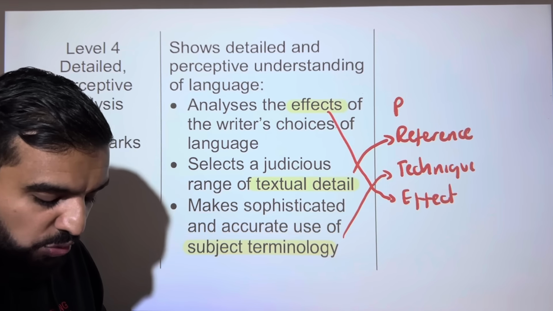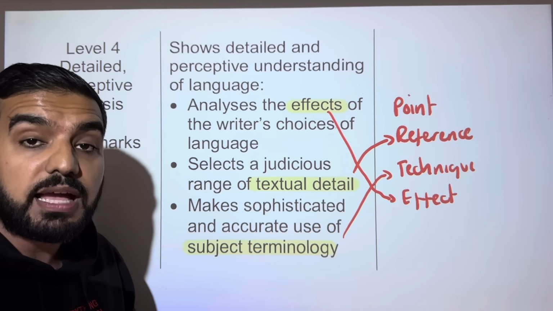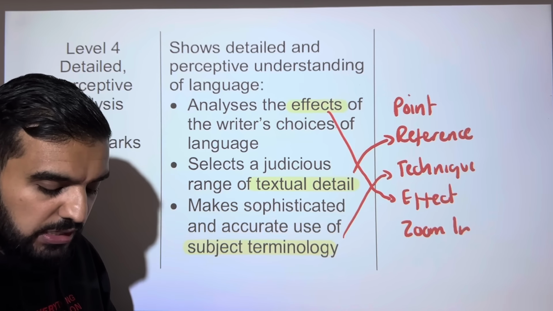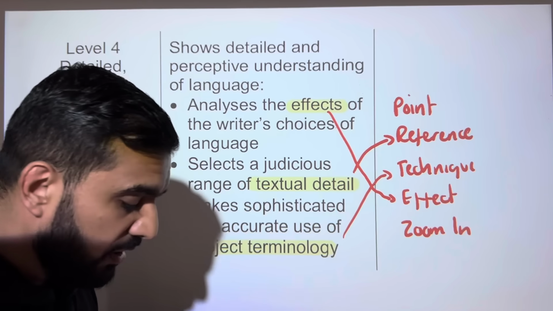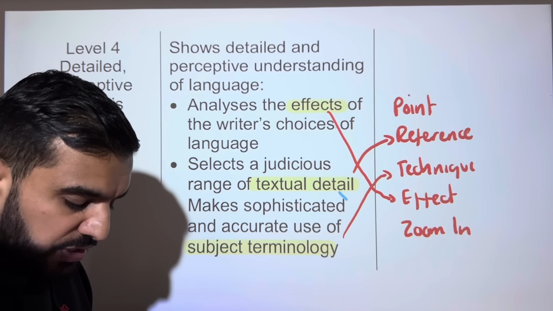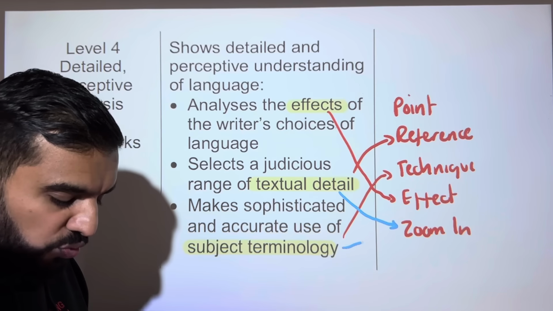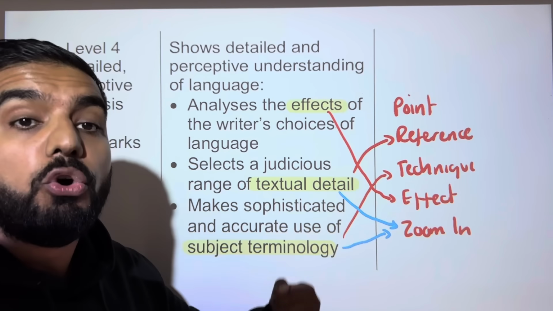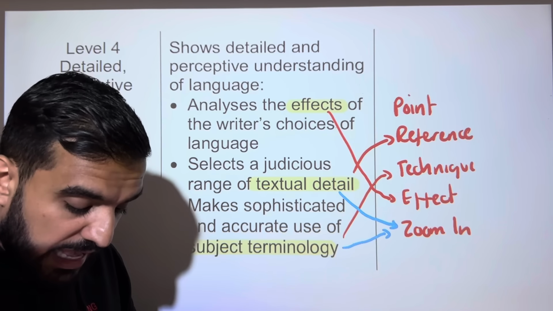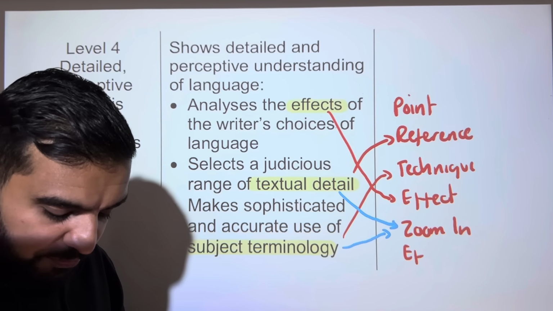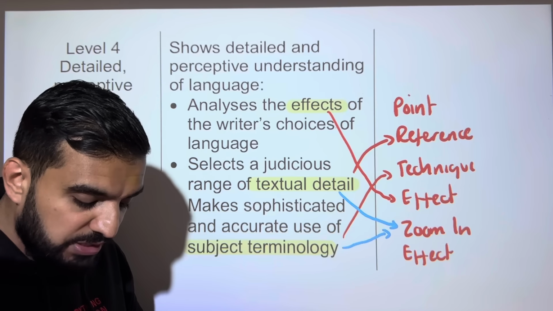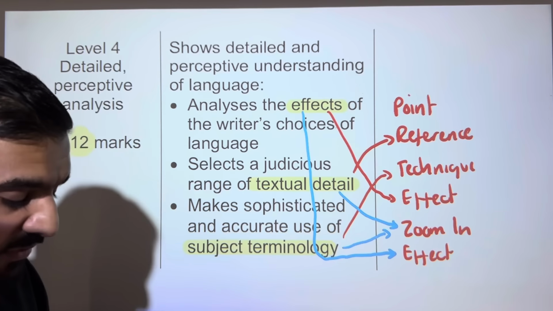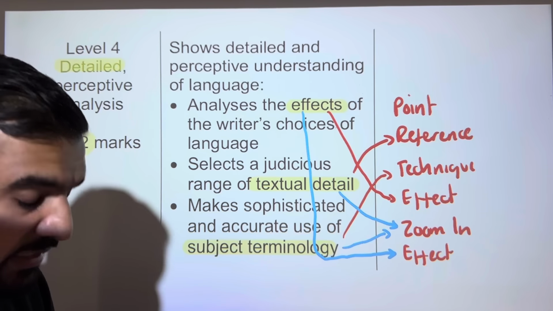Now, why do we do a point? We do a point to make sure that we have answered the question. Then we zoom in. Why do we zoom in? Because when we go back and we zoom in to our quote, we are quoting again and we are using subject terminology again, because we're going to pick another technique or we're going to zoom into a verb and so on. And then after zooming in, we explain the effect of whatever we've zoomed into. So we are doing the effect one more time. And this all allows us to write in detail.